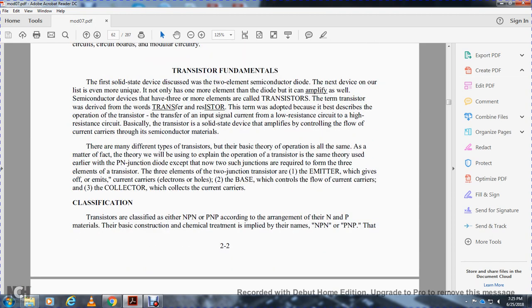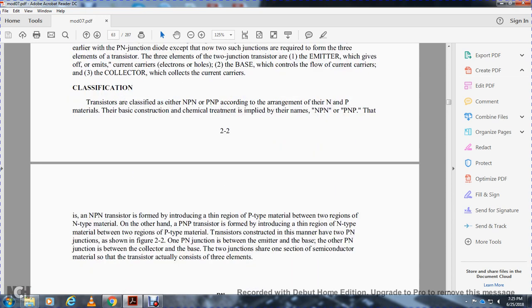Our classification of transistors is either negative-positive-negative (NPN) or positive-negative-positive (PNP), according to the arrangement of their negative and positive material. The basic construction and chemical treatment is implied by their names. An NPN transistor is formed by introducing a thin region of the positive type of material between 2 regions of the negative type of material. On the other hand, a PNP transistor is formed by introducing a thin region of the negative type of material between 2 regions of the positive type of material.